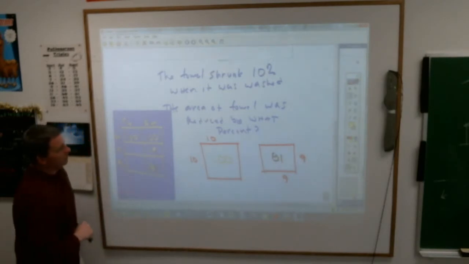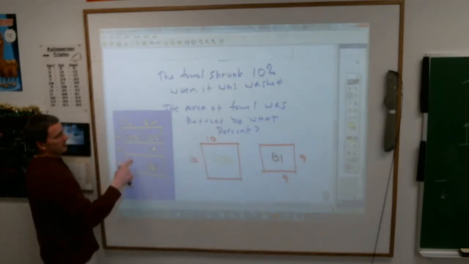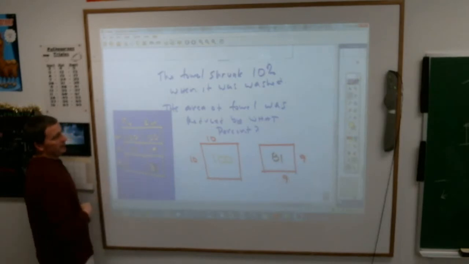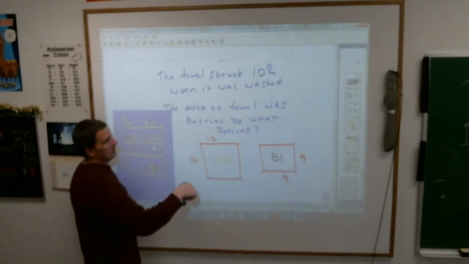What do I want to know? The area of the towel was reduced by what amount? Here's my one I don't know. I want to know how much it was reduced by. And again, this one's not going to be very difficult. Why? Because I chose some nice numbers to start off with.